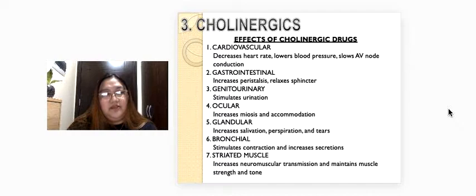Now, in general, what are the effects of these drugs? Cardiovascular, no? So, they decrease heart rate, they lower the BP, they slow AV node conduction. Similar to adrenergic blockers, but instead of blocking alpha and beta, they stimulate nicotinic and muscarinic. Ngayon, yung number one, it is not as effective as the beta adrenergic blockers for hypertension. Okay, kaya hindi naman halos ginagamit ito for hypertension. But, it may cause orthostatic hypotension.